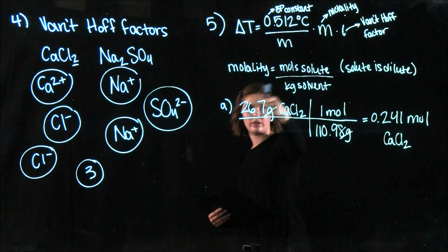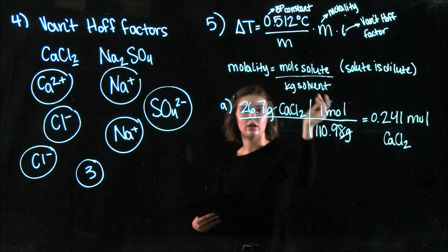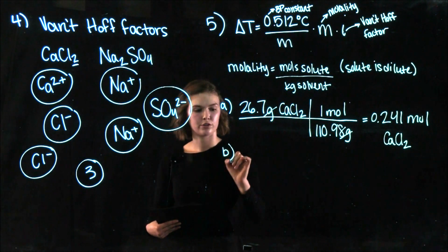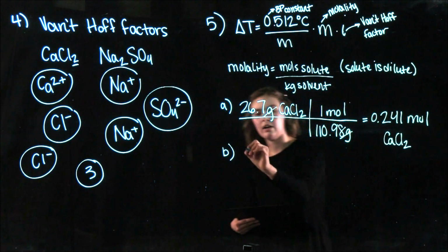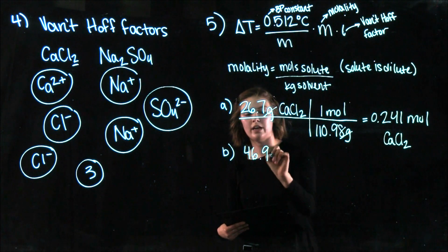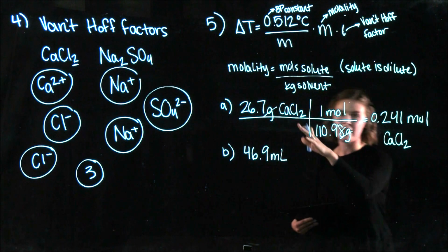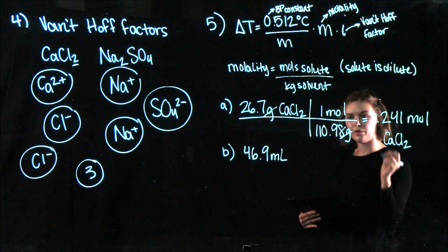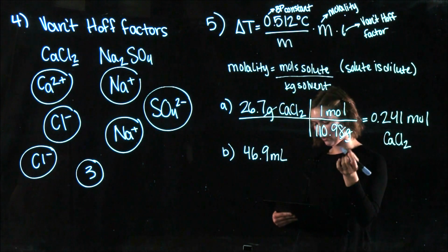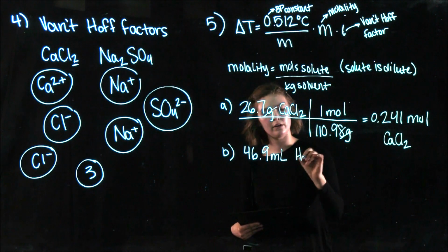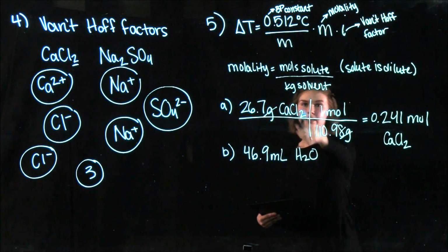So then for the next step, I'm just going to find my kilograms of solvent. Your solvent in this case is water. That's pretty common. So I'll say I have 46.9 mL. These numbers are made up. You're going to have different numbers. Use the ones that you get from your lab, from your actual experiment. So let's say I had 46.9 milliliters of water, and I'm trying to find kilograms.